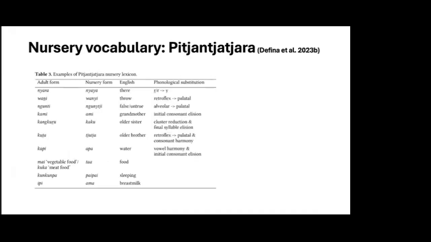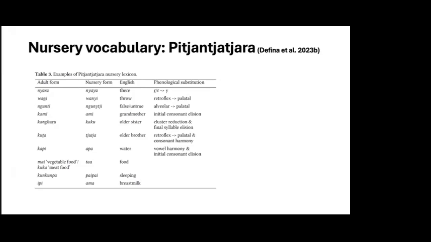What we have here is from Rebecca's work on Pitjantjatjara, which is listed in the second part of the sketch manual. This is an example of a Pitjantjatjara nursery lexicon. We can see a bunch of adult forms, their corresponding nursery forms, their English translations, and the kind of phonological substitutions that are made on the adult form to produce the nursery form.